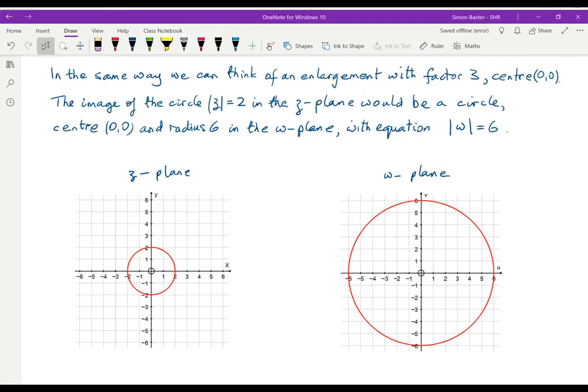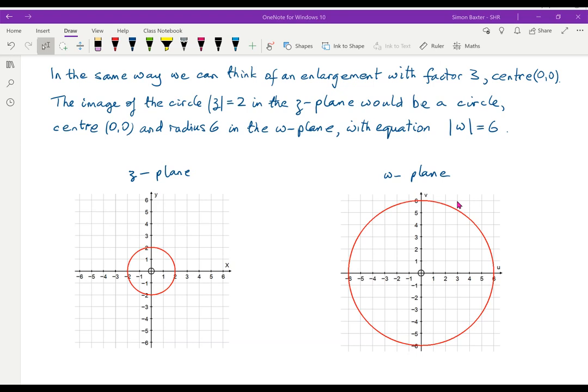Now let's look at an enlargement, factor 3, and centre the origin. This time I've started with the circle mod z equals 2 in the z-plane. If we enlarge that by factor 3, it will become a circle of radius 6. So we know the answer. In the w-plane, we have a circle, centre the origin, radius 6. Its equation must be mod w equals 6.